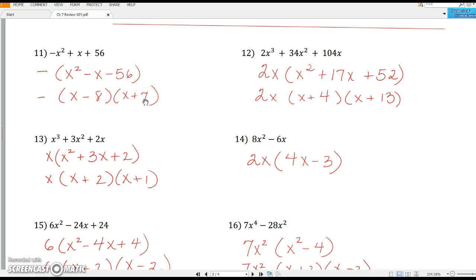Foil it back together to check your work, and then that should give you this. Distribute this negative through to check to make sure you got back to the original problem.